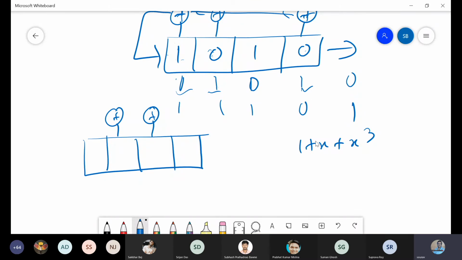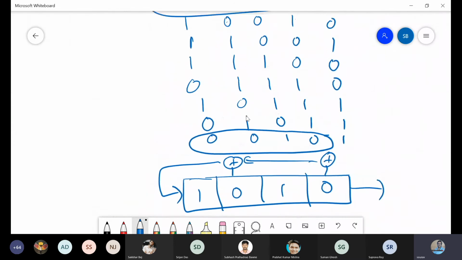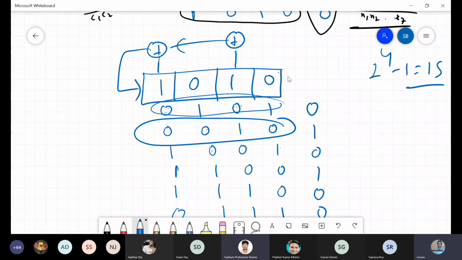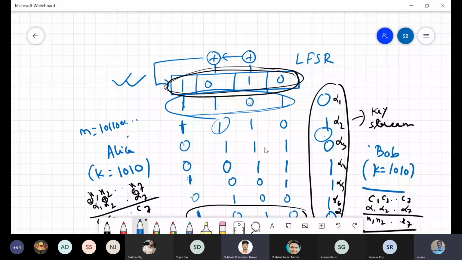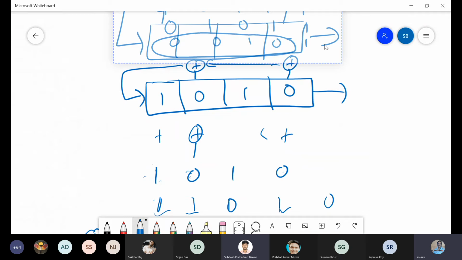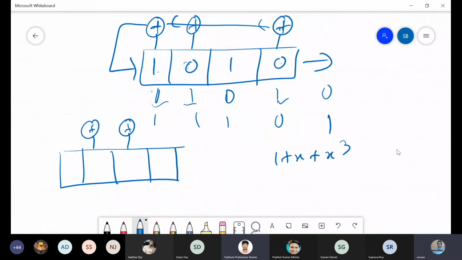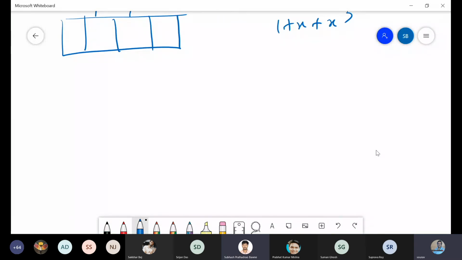What are the possibilities we have tried? These two we have tried. This we have tried. This we have tried. No. This we have tried. Okay, so now can you try this? A quick last attempt. Okay, so this 3 connection.